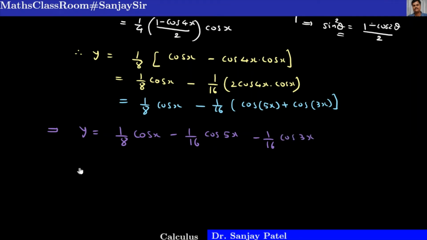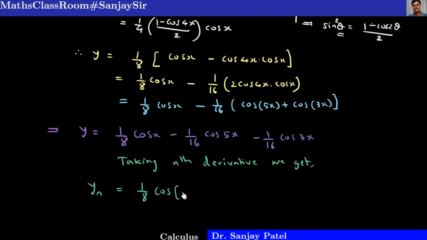Okay, so taking nth derivative now on both the sides, we get yn on the left hand side, that is equal to 1 upon 8 nth derivative of cos x function. So that I can write directly as cos of x plus n times pi by 2, because derivative of cos ax plus b is a raised to n into cos ax plus b plus n pi by 2 according to that formula, minus 1 upon 16.